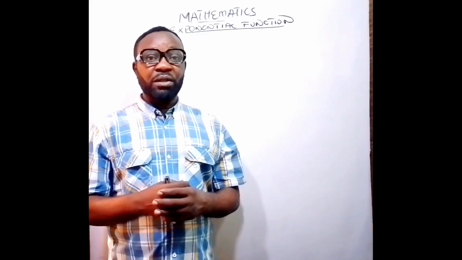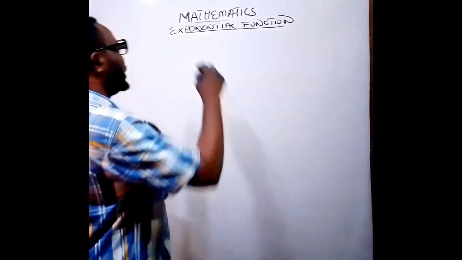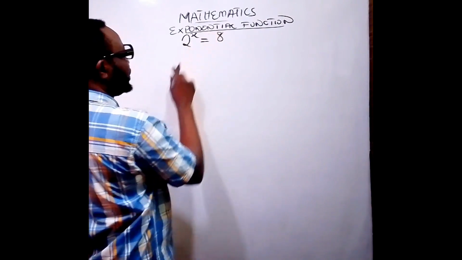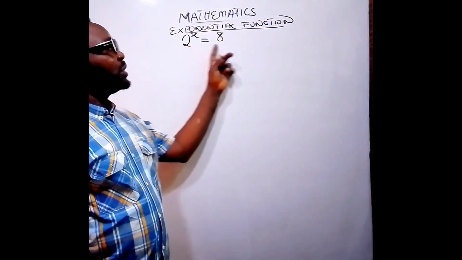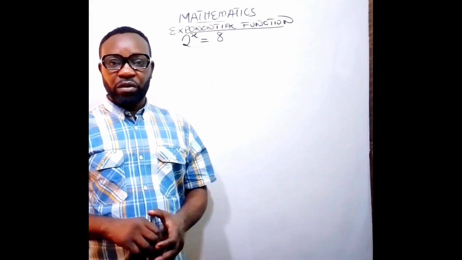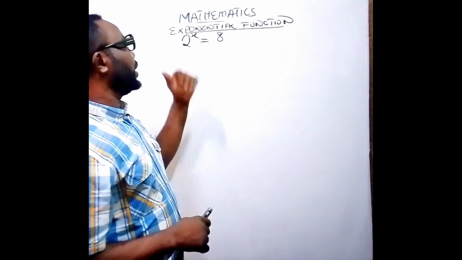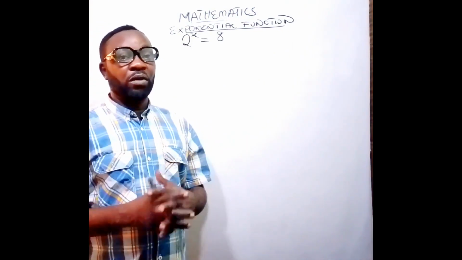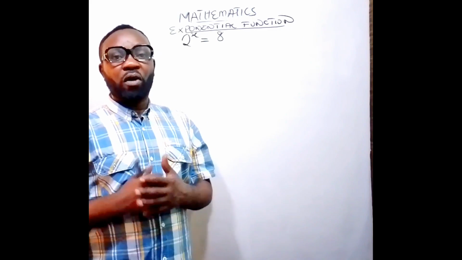Let's take, for instance, if I have 2 raised to the power x is equal to 8. Here, we will regard this as an exponential function, because at this power level is where we have the variable or unknown value that we want to provide the answer to.